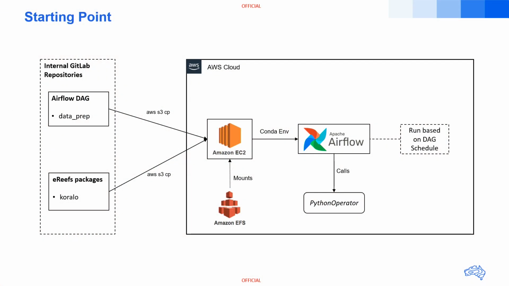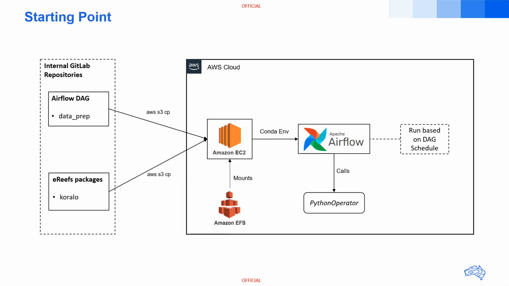This was our starting point. This is what we started off with. We had a single DAG and we had a single package, Corello, which is the Python tool that does the data preparation. We have the DAG itself, which defines the workflow. We just manually copied these up to our EC2 instance using our AWS CLI, using the cp command. We had our Elastic File System mounted onto that EC2.